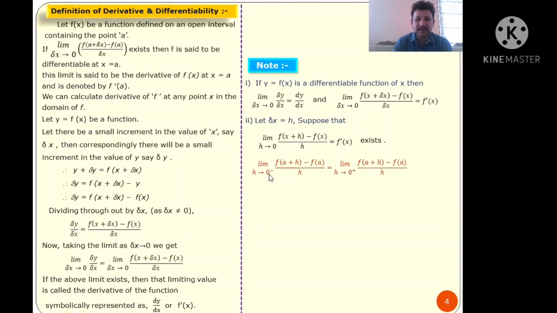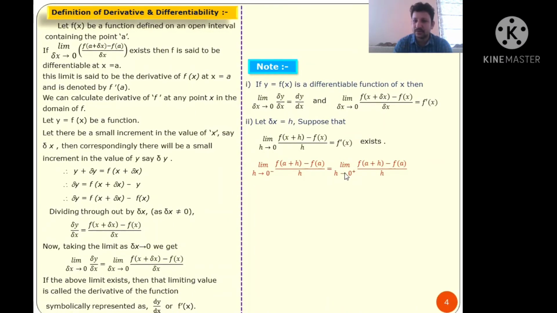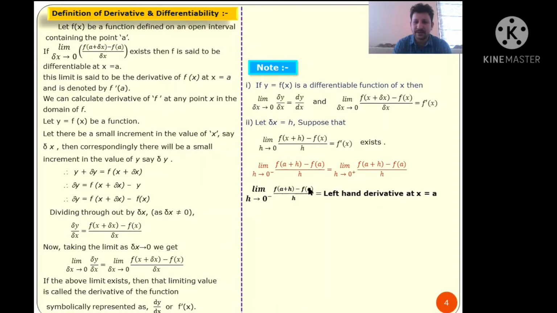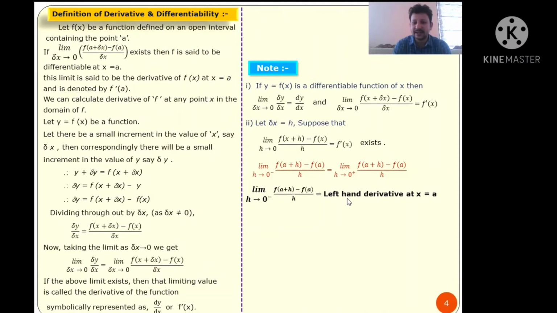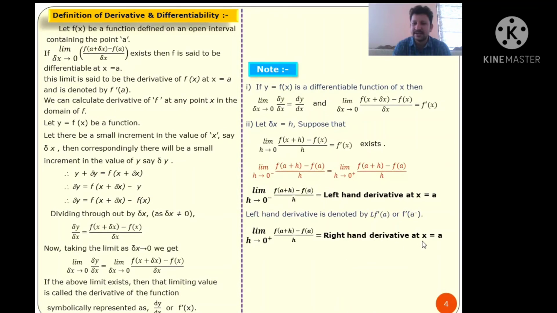And next line given here, h tends to 0 minus and h tends to 0 plus are limiting values. That is the value for the derivative from the left hand side and the derivative from the right hand side. Meaning given in the next line: limit h tends to 0 minus of f of a plus h minus f of a divided by h is called the left hand derivative at x equal to a. And limit h tends to 0 plus of f of a plus h minus f of a divided by h is the right hand derivative at x equals a.